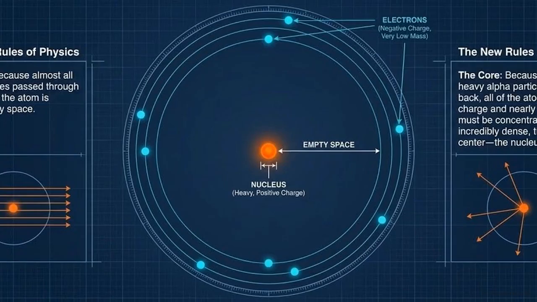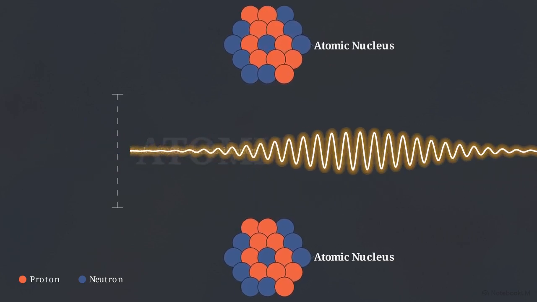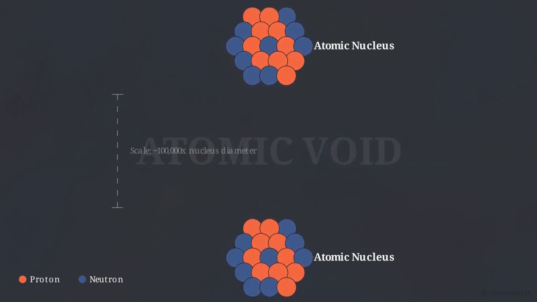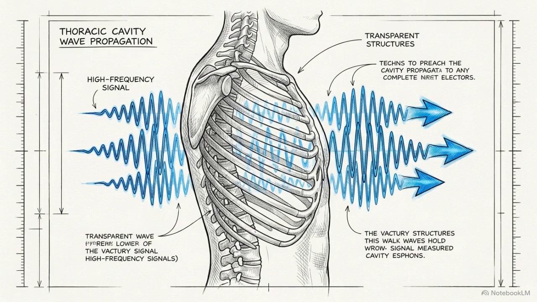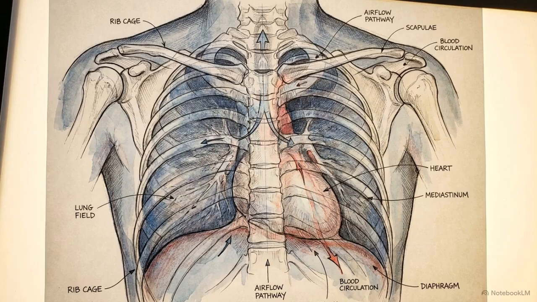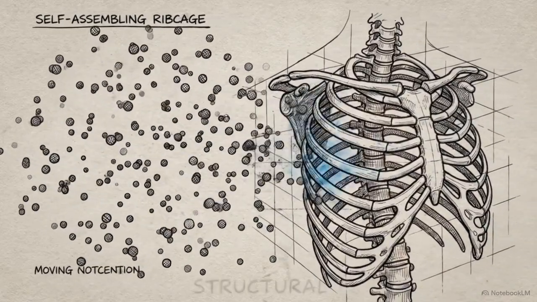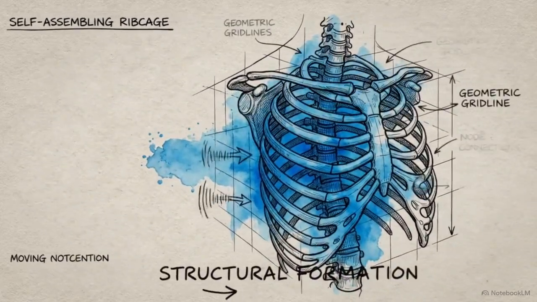This established two new rules. The atom has an incredibly dense core and is composed mostly of empty space. This atomic void determines how high-energy electromagnetic radiation moves through the body. This empty space is why transmission imaging is possible. High-energy photons pass through a human patient without striking a nucleus. The resulting image is a map of interactions with electron clouds, rather than the nuclei themselves. Without Rutherford's proof of the atomic void, creating a shadow map of internal anatomy like this would be mathematically impossible.